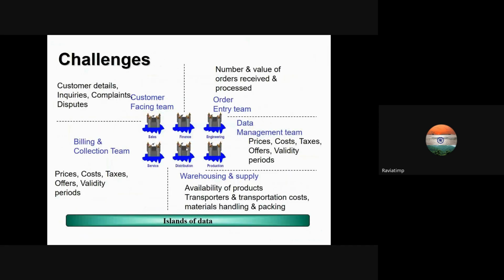And remember, I'm going to teach you how the order entry will work, how the warehouses will work, how the billing and collection team will work. In any SAP implementation, all these things are important: sales, finance, engineering, production, distribution, service. All these six things are pretty much important, and you need to understand how each of these modules is going to work.